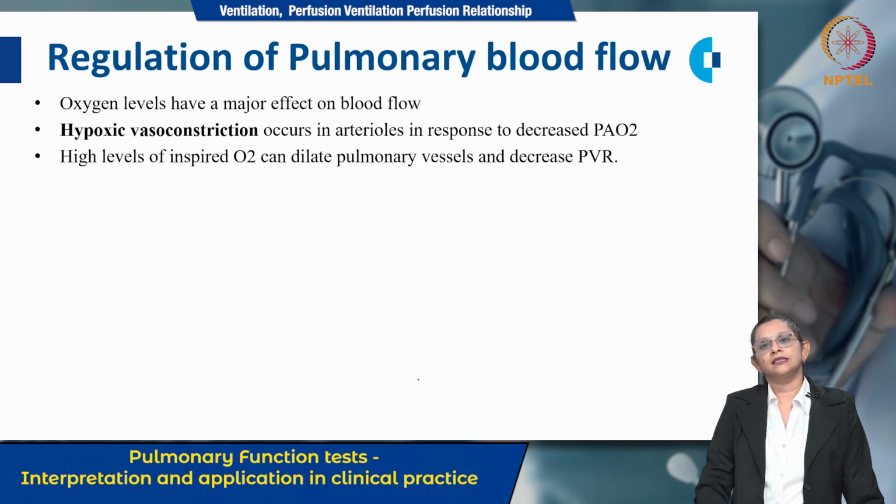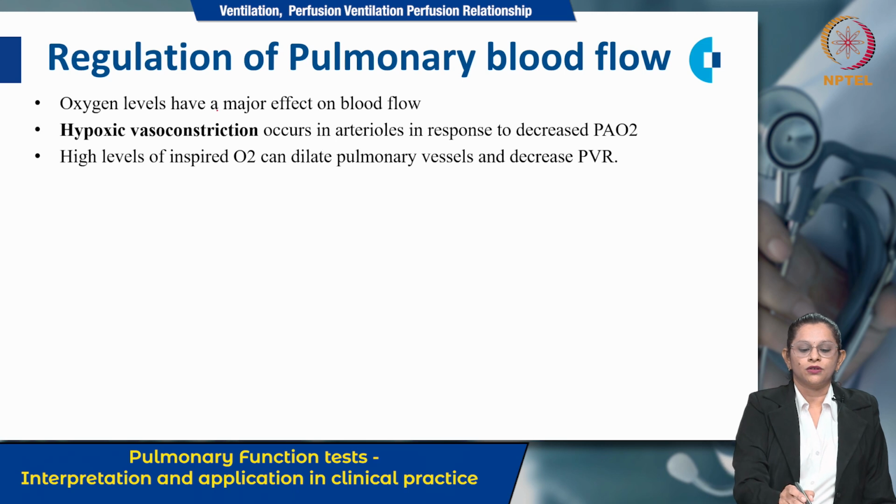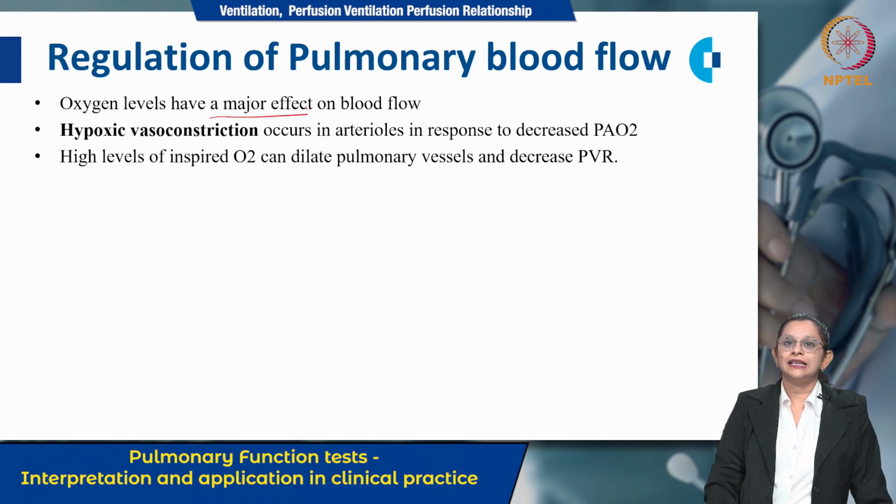There are certain factors that regulate the pulmonary blood flow. One major factor is the oxygen level, which has a major effect on the blood flow. Whenever there is a decrease in the oxygen concentration, that is hypoxia, there is intense vasoconstriction diverting the blood flow to well ventilated alveoli, so that there is a definite diffusion of gases that takes place.